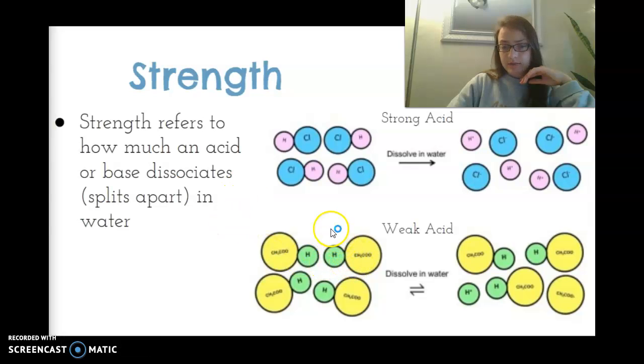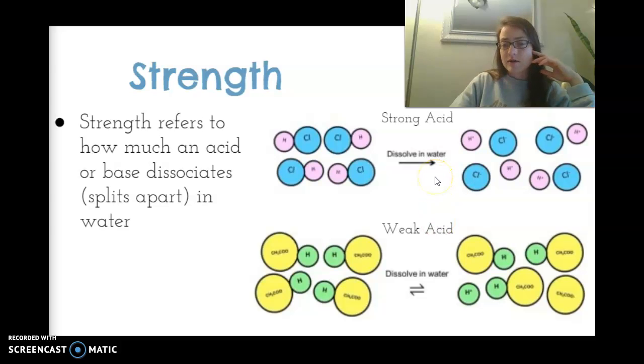A weak acid or a base is only going to partially dissociate. So down here we can see a weak acid, if we put it in water, you might get like a couple of the hydrogen ions dissociating, but not all of them. And also I want to point out that we should know this symbol down here is a reversible reaction symbol. So because only some of the hydrogen ions have dissociated, we can kind of move back and forth in this particular reaction and we can reach an equilibrium.